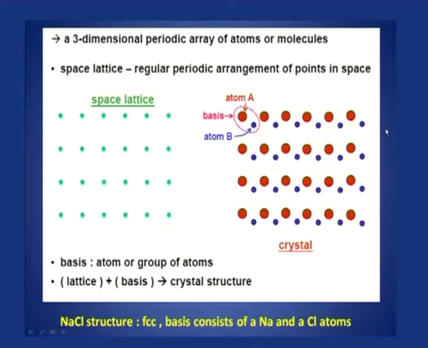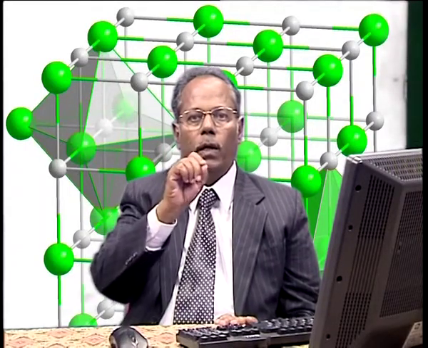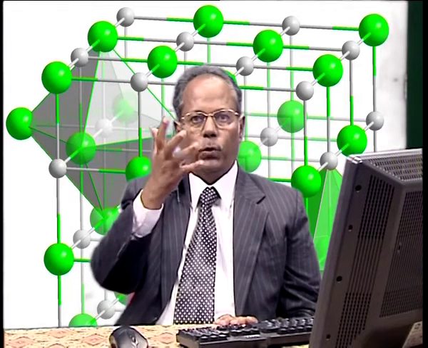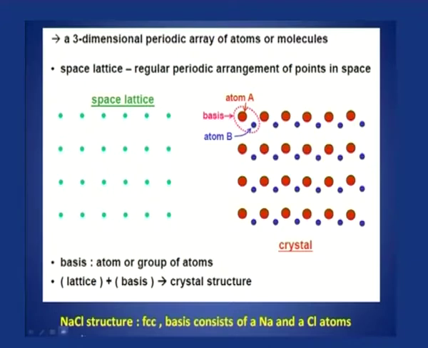What do you mean by lattice? It is an array of points in space. It is an imaginary network of points in space, an ordered arrangement of points in space which you should visualize. In space, you have a point here, point here, point here, point here. It is an ordered arrangement of points or network of points in space. Then this is the space lattice.